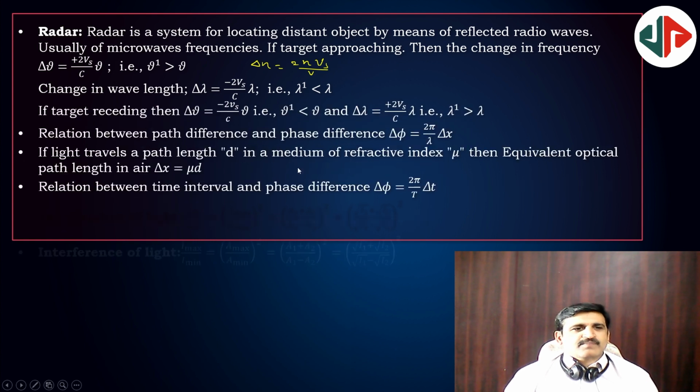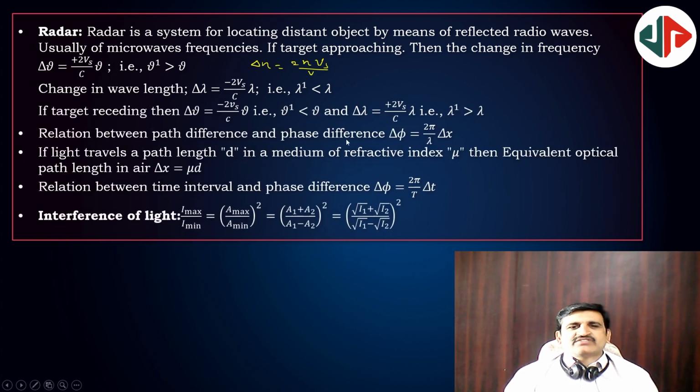Next, relation between path difference and phase difference: delta phi equal to 2 pi by lambda into delta x. Wave optics and waves have some similarity, because here also superposition and reflection are there. And if light travels a path distance d, then mu d is the equivalent path in vacuum. Relation between the time interval and the phase difference: delta phi equal to 2 pi by T into delta t.